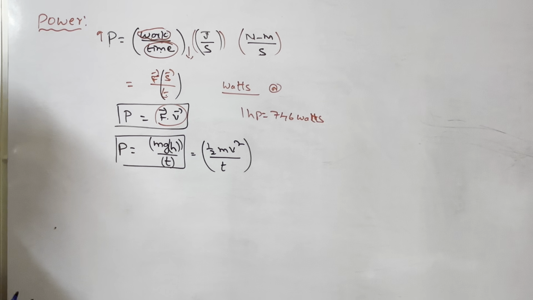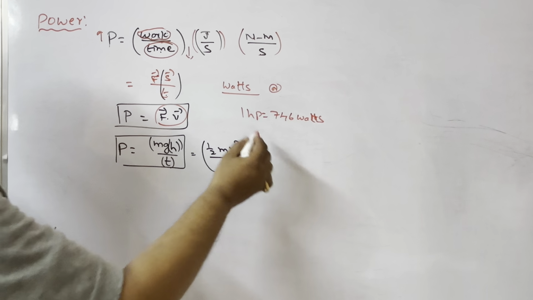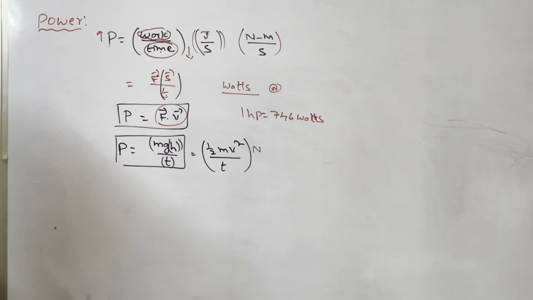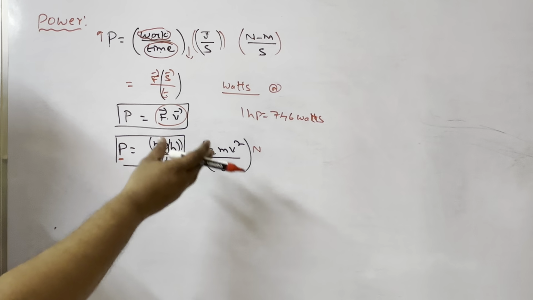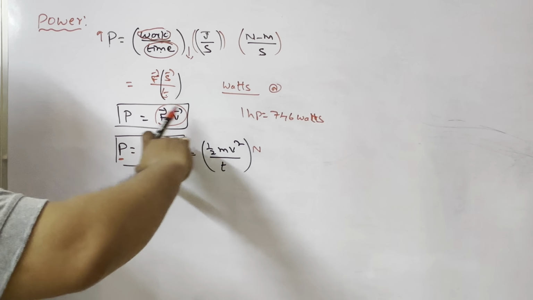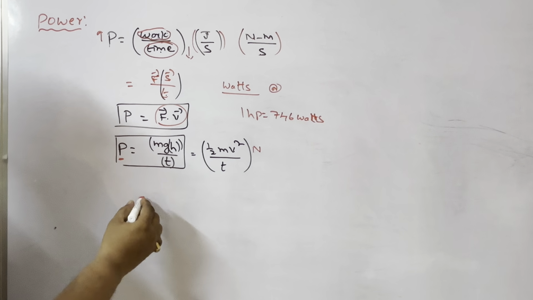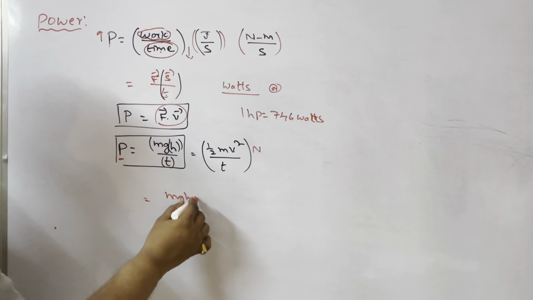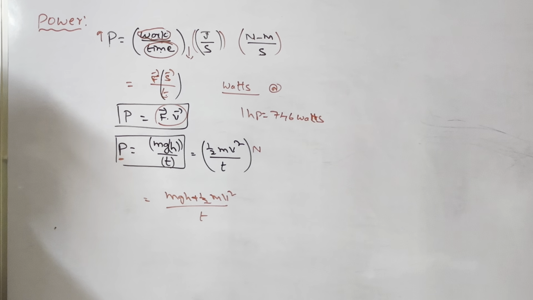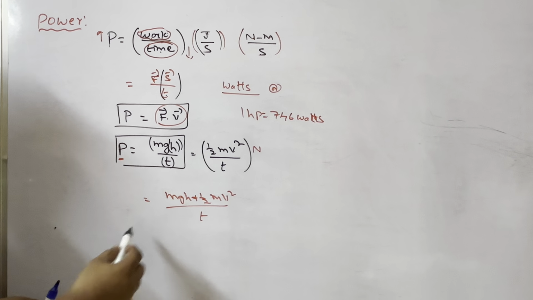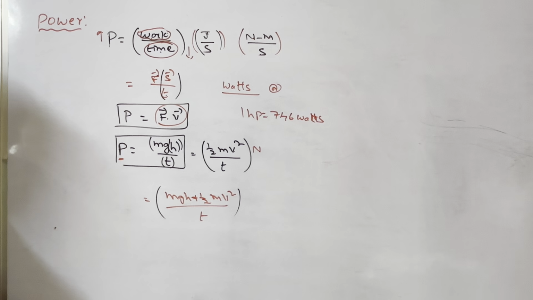In a machine gun problem, they will give the number of bullets fired from the gun. For each bullet, you will get it from this equation only, so the power of the machine gun. If one object has both height and velocity, we will write mgh plus half mv square, by t. All these are the power equations which are related to work or energy. So this is also a power equation.